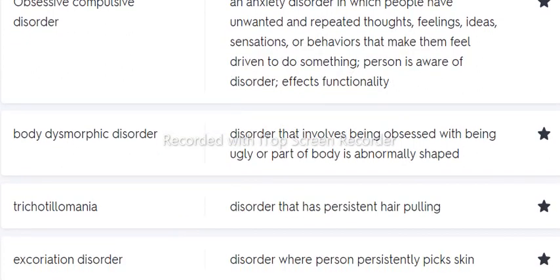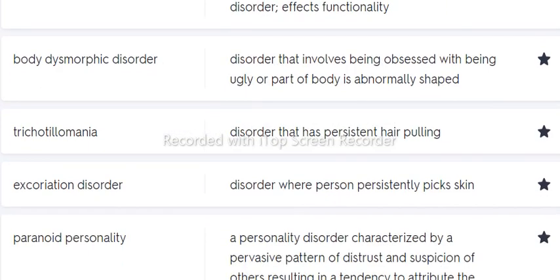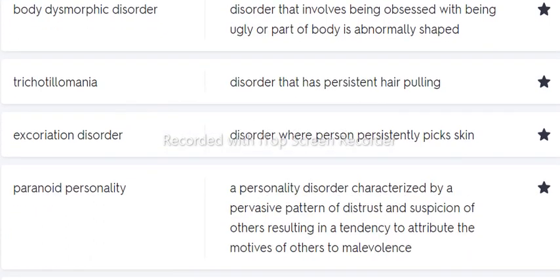Body dysmorphic disorder. Disorder that involves being obsessed with being ugly or part of body is abnormally shaped. Trichotillomania. Disorder that has persistent hair pulling. Excoriation disorder. Disorder where person persistently picks skin.